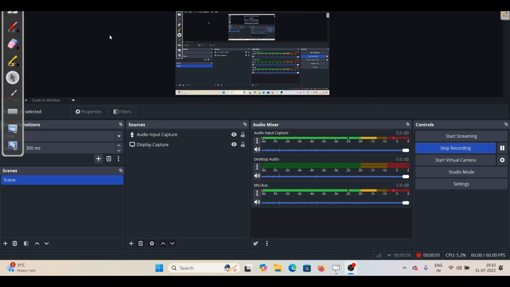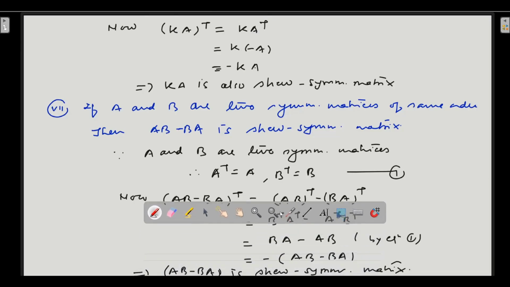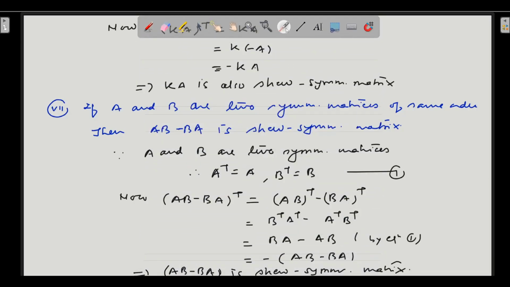Let us learn about the seventh property in this particular class. So this is the seventh property of skew-symmetric matrices. Now what does the property say?